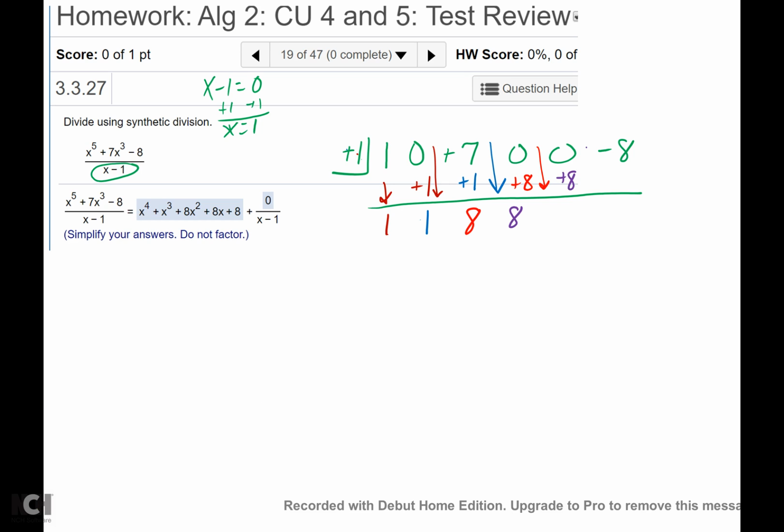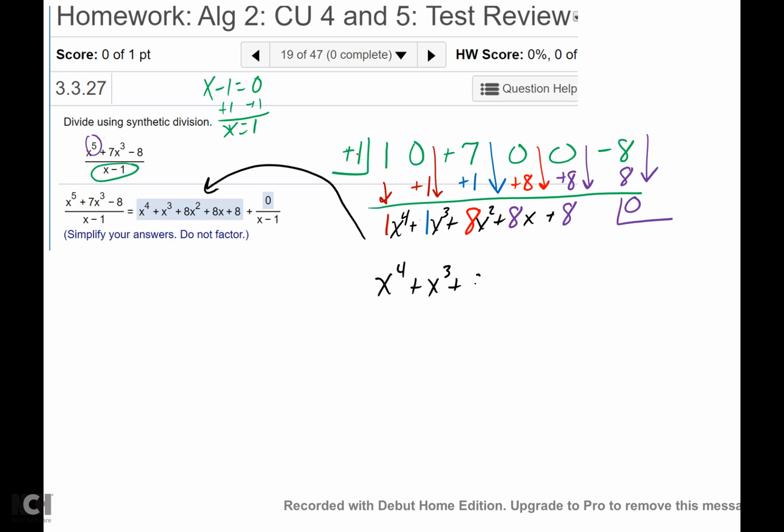Times 1 is 8. 0 plus 8 is 8. Times 1 is 8. Negative 8 plus 8 is remainder 0. Okay, so now we had a 5th degree starting out, which means my quotient is 1 degree less. So since I was dividing into a 5th degree, my first term is a 4th degree, then my 3rd degree, then my 2nd degree, then my 1st degree, then my constant. So there's my quotient, x to the 4th plus x cubed plus 8x squared plus 8x plus 8 plus my remainder over my divisor. Okay?